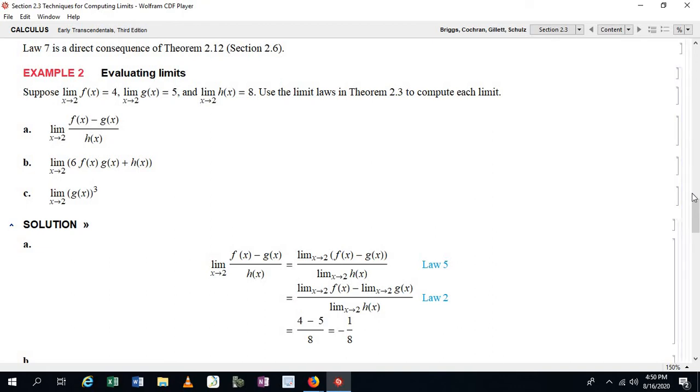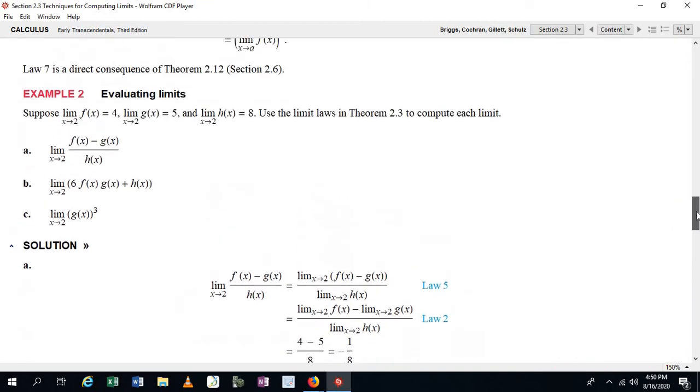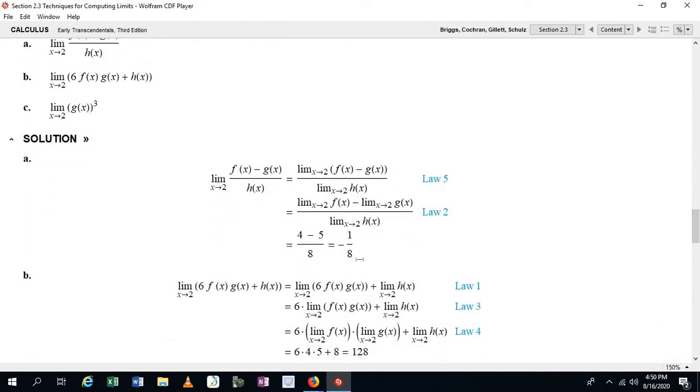Well, the way we're going to figure this out is by applying our limit laws. You can rewrite this limit as the limit of the top part divided by the limit of the bottom part. And then the limit of this top part is the same as the limit of f minus the limit of g. Now we know each of these limits. We were told each of these limits, right? So let's go back. The limit of f was 4, the limit of g is 5, and the limit of h is 8. So you just plug in: 4 minus 5 divided by 8, which is negative 1/8. So using our limit rules, we're able to evaluate this limit.